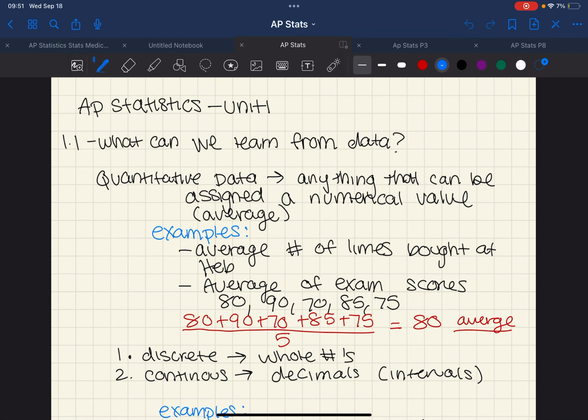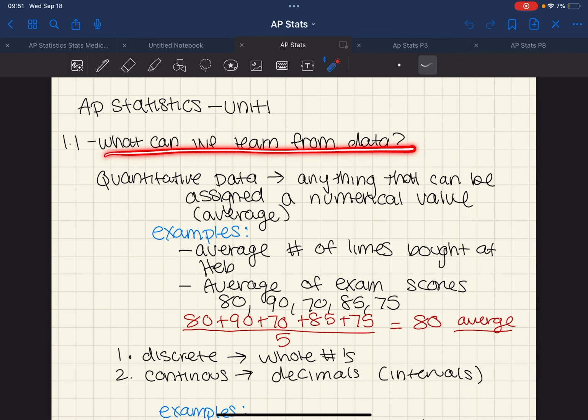Okay, this is a recap over the first half of Unit 1 that we did in class. So this is Unit 1.1 to 1.5. So I'm just going to record what we did in class. That way you can go back and look at the video, as well as finding the more detailed PDF with the diagrams on Schoology. So 1.1, what can we learn from data?